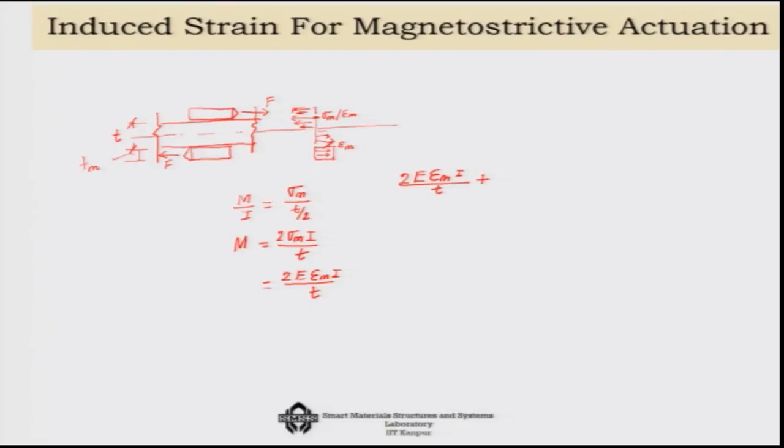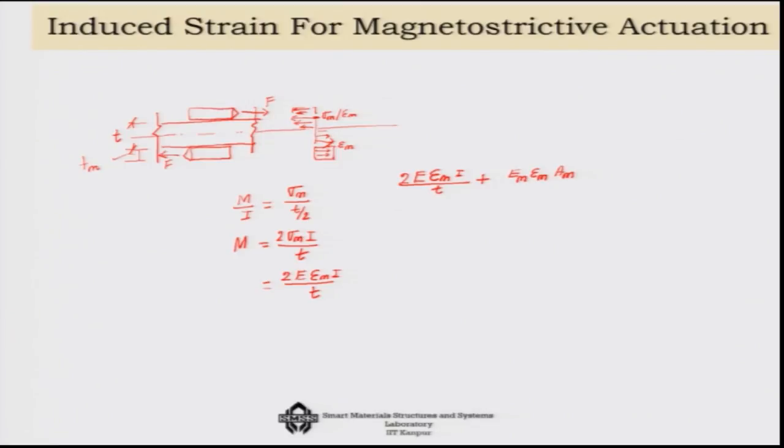plus we add with this the resisting moment that will be there in these magnetostrictive mini actuators itself. So, for that it is simple that the stress here is uniform. So, life is simpler for us. So, that means that the force that it will be generating will be something like sigma m, which we can write as the equivalent modulus of elasticity of the magnetostrictive actuators, E m epsilon m, that times, let us consider that A m is the equivalent area considering all the rods that we will be having.